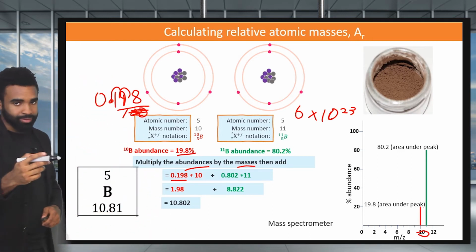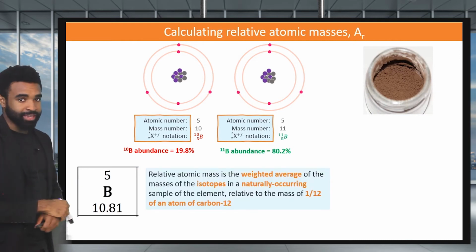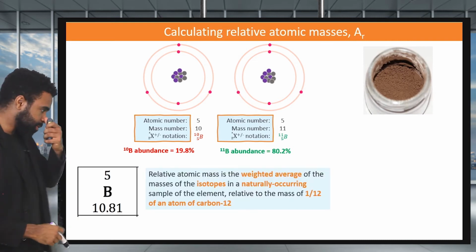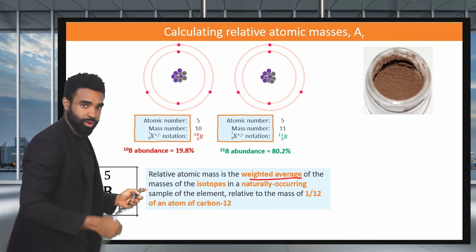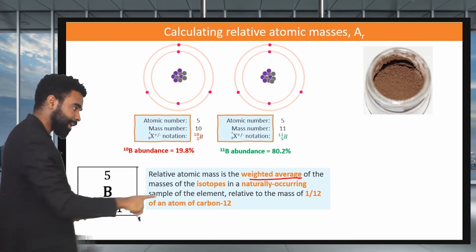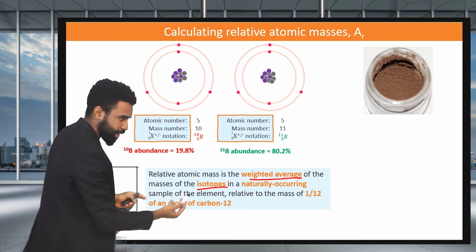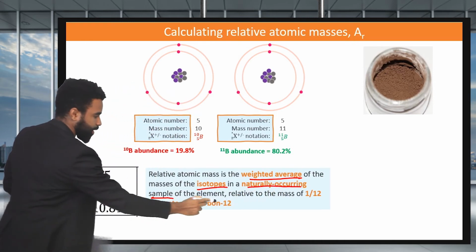What we will do now is define then the relative atomic mass. So you might be asked for this definition. You might be held responsible for it. The relative atomic mass we define as the weighted average. That term you already understand, a weighted average versus a simple average, okay? Of the masses of the isotopes, you know what isotopes are, of a naturally occurring sample of the element.